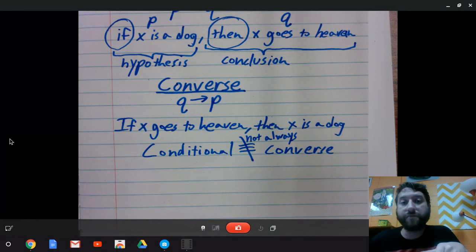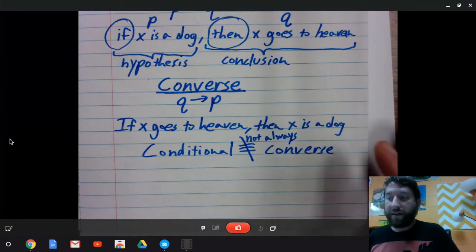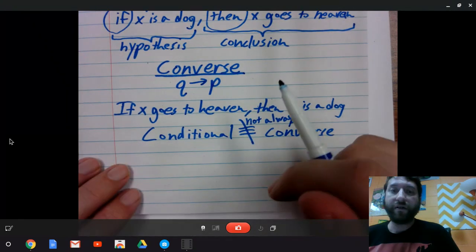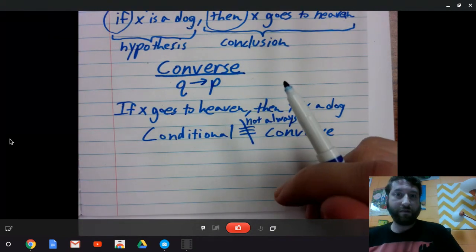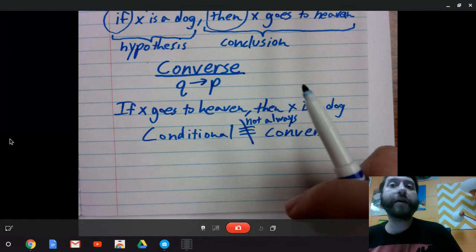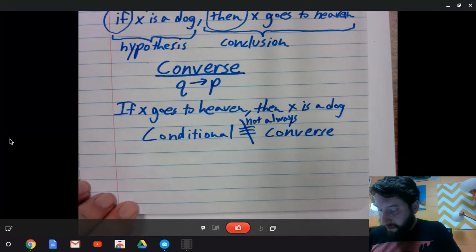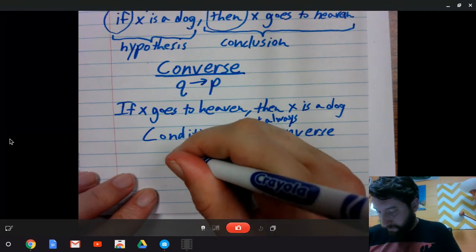Now let's do the next one, the inverse. Inverse is where we talk about negation. Remember I said negation is when you take the opposite of something. The negation of me having a good day is that I have a bad day. Negation is the opposite. All right, so let's do the inverse.